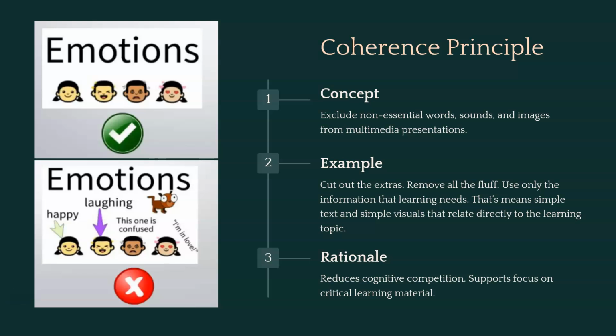The coherence principle suggests that we remove all non-essential words, sounds, or images from the presentation. For example, we should cut out unnecessary details and focus only on what's directly relevant to the topic. As shown in the figure, when introducing the word emotions to students, the aim is not to make them remember how many ways emotions can be expressed. This reduces cognitive competition and helps them focus on critical learning material.